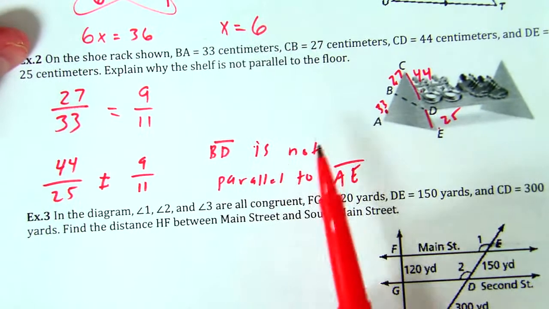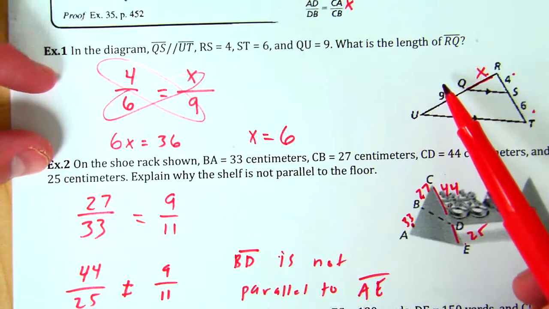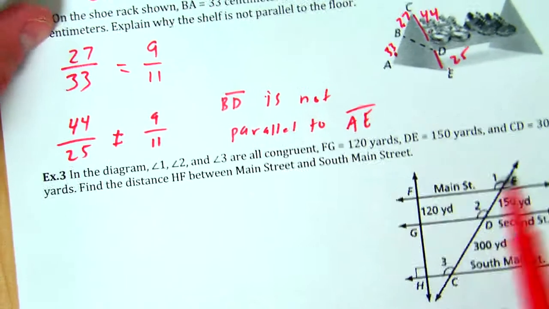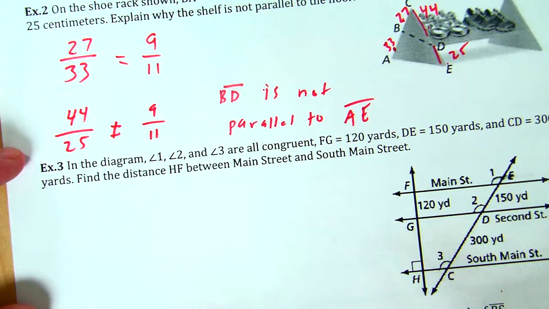So these are getting at both those first theorems. This is just the original theorem right here. Set up the proportion and solve, because we know that they're parallel. Here, we're given the sides. Can you show that they're parallel? We've shown that they are not, because the ratios were not the same.